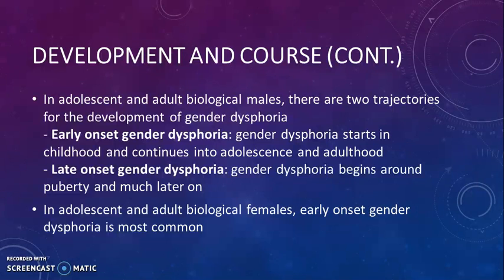The second trajectory is late onset gender dysphoria, where it begins around puberty and sometimes even much later than that. Some individuals with late onset gender dysphoria express that they have had desires to be the other gender, but they never told anybody about it. There are others who do not remember having these feelings during childhood. In adolescent and adult biological females, the most common trajectory is early onset gender dysphoria.